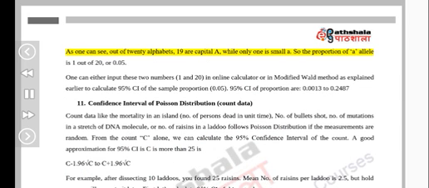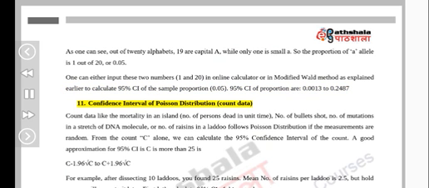As one can see, out of 20 alphabets, 19 are capital A, while only 1 is small a. So the proportion of a allele is 1 out of 20, or 0.05. One can either input these two numbers 1 and 20 in online calculator or in modified Wald method as explained earlier to calculate 95% CI of the sample proportion 0.05. 95% CI of proportion are 0.0013 to 0.2487.